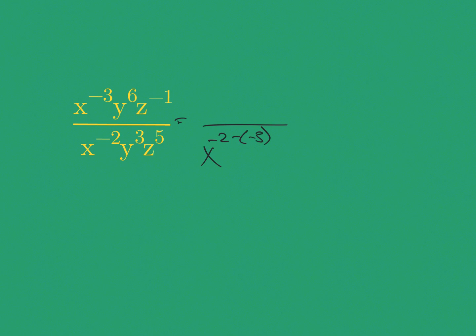Where's your largest y? Top. And they're both positive, so that makes that pretty easy. Up top, you're going to have 6 minus 3. Where's your largest z? Largest z is on the bottom, so z's will stay down on the bottom. And you're going to have 5 minus negative 1.